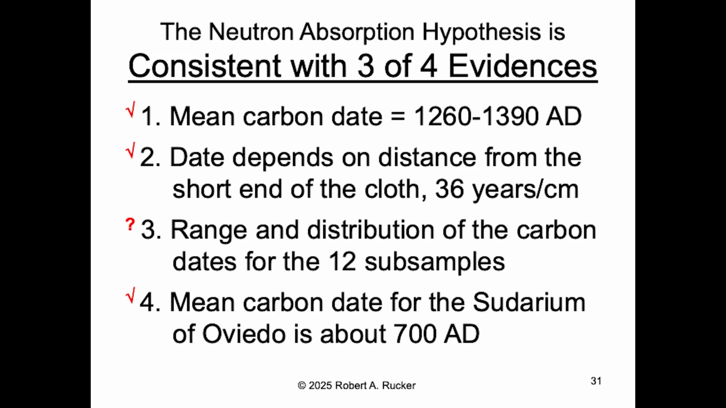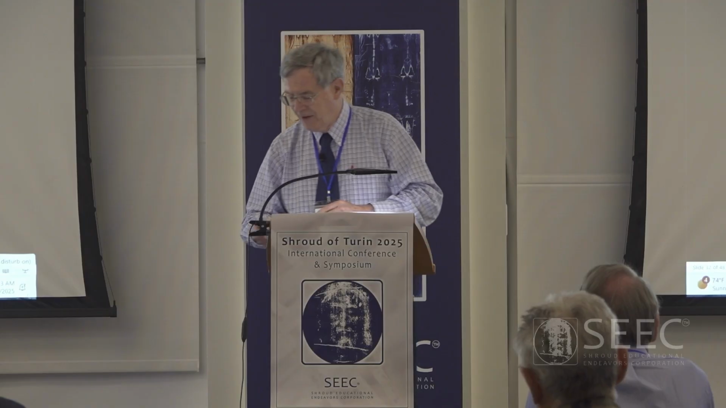The only thing I'm missing at that point in time was to prove that my computer calculation, on the assumption that neutrons were emitted from the body, could produce the correct range and distribution of the carbon dates for the 12 subsamples. So I have a question mark on that one, because in 2014, I hadn't done that. I've done that now. I'm in the process now, and I'll show you those results in my next presentation.